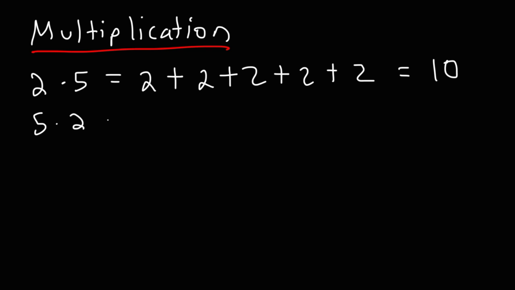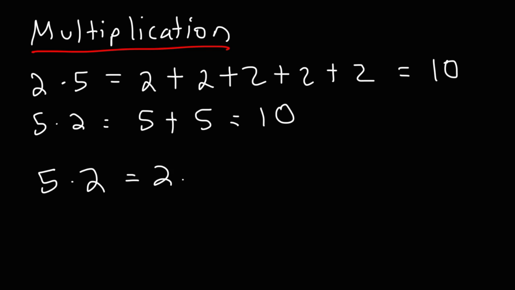Or we could say 5 times 2, which is equivalent to adding 5 2 times. 5 plus 5 is 10. So that's multiplication. It's basically repeat addition. Notice that the order doesn't matter. 5 times 2 is the same as 2 times 5. Both expressions equal 10. So for addition and multiplication, the order of the operation does not matter.